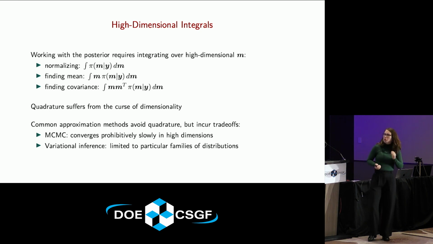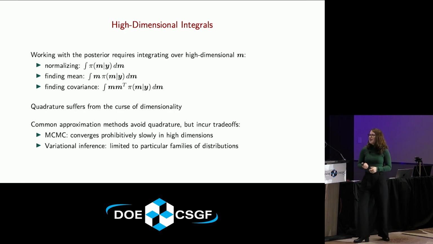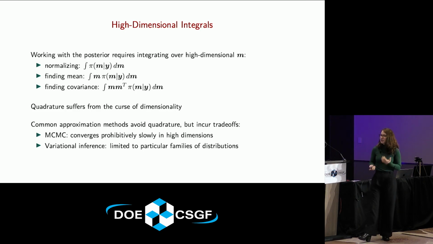There are various methods that people use to get around this. By far the most common is MCMC, or Markov chain Monte Carlo. That one also struggles in high dimensions, so it often converges prohibitively slowly. Another strategy that people use is variational inference, which, unlike MCMC, is a deterministic method, but it's limited to approximating your distribution in particular families of distributions. So what I'm going to talk about in this talk is a method that avoids some of the pitfalls of MCMC and variational inference, with the trade-off that I'm going to make a few assumptions.